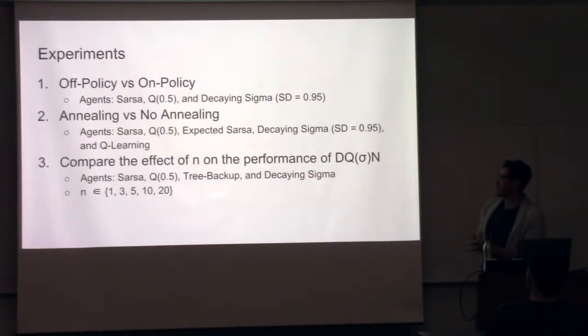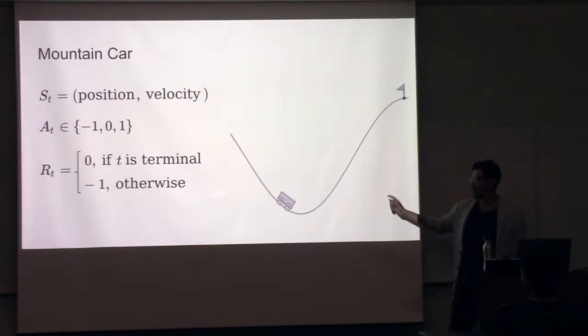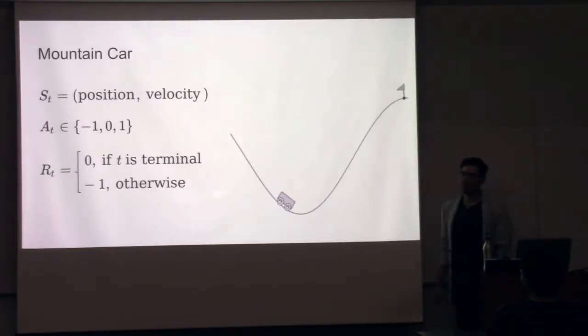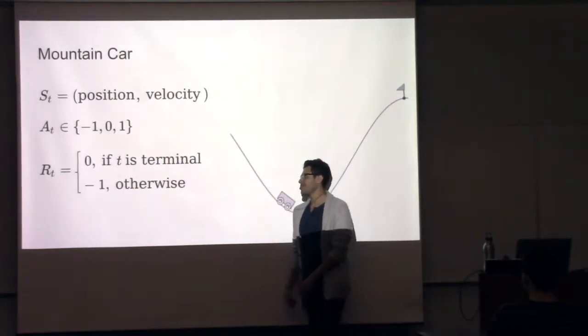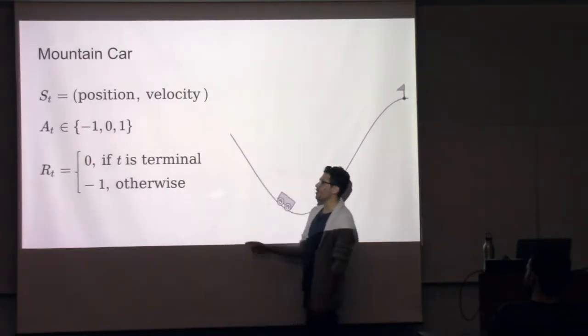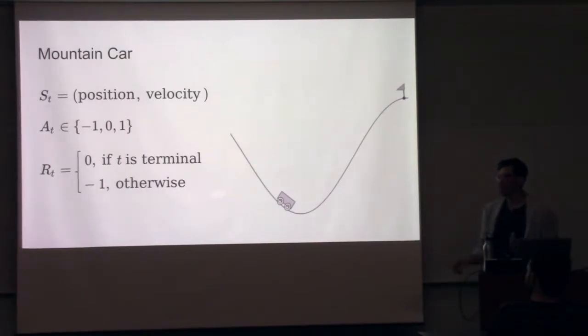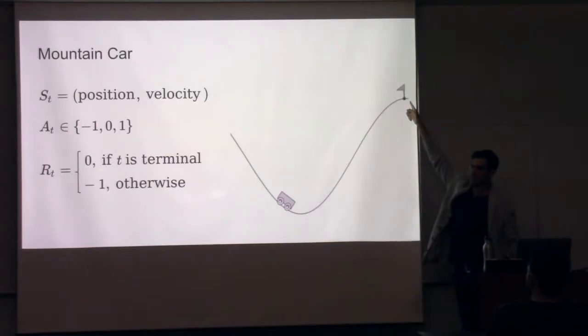The network architecture that I'm going to use is just going to be a feed-forward neural network with 1,000 neurons. And all the agents are going to follow an epsilon greedy policy with epsilon equal to 0.1. Okay, and the environment that I'm going to use is just mountain car, where we have a car. The goal is to get to the top of the hill. The state is the position and the velocity. And the action is -1, which represents accelerating back, 0, which represents coasting, and 1, which represents accelerating forward. The reward is always -1 at every time step, and it's just 0 whenever the agent reaches the very top.